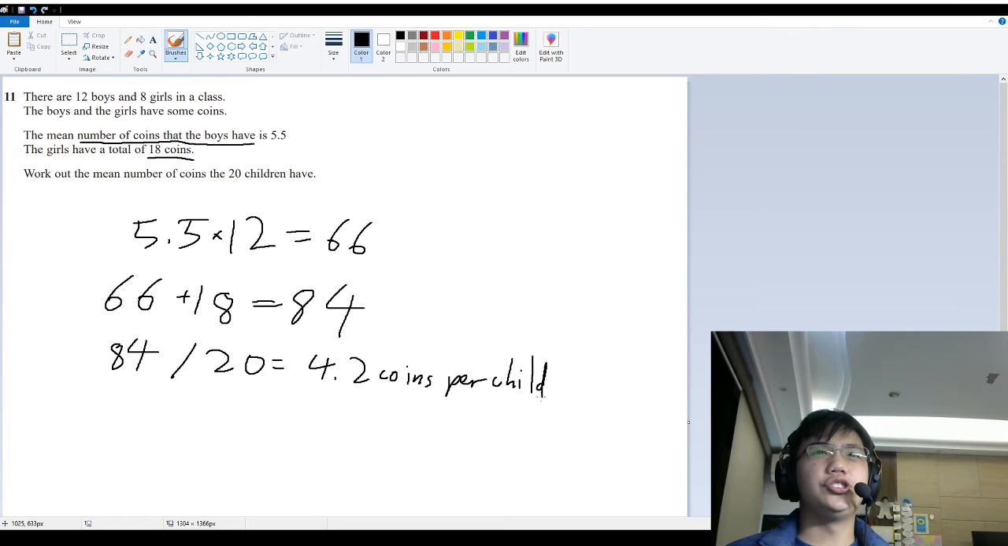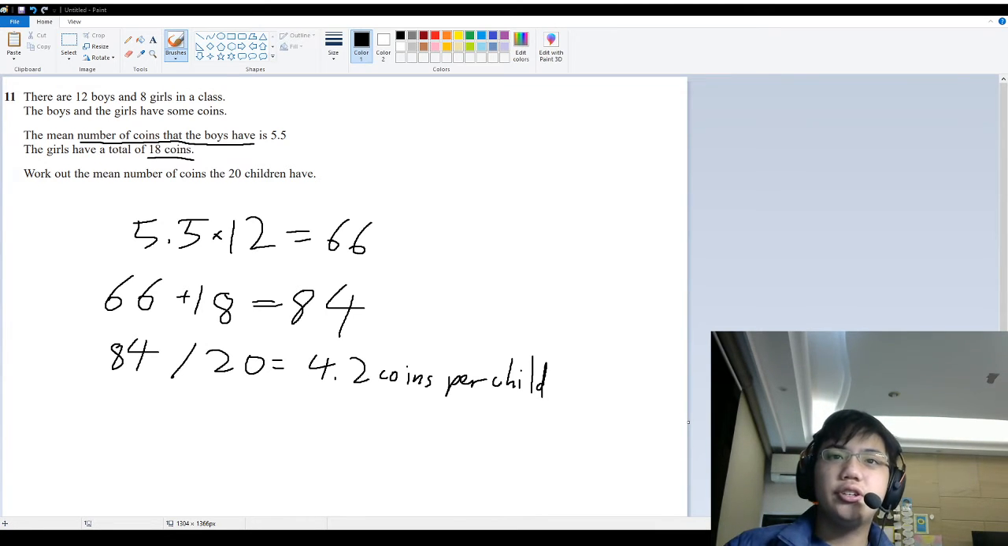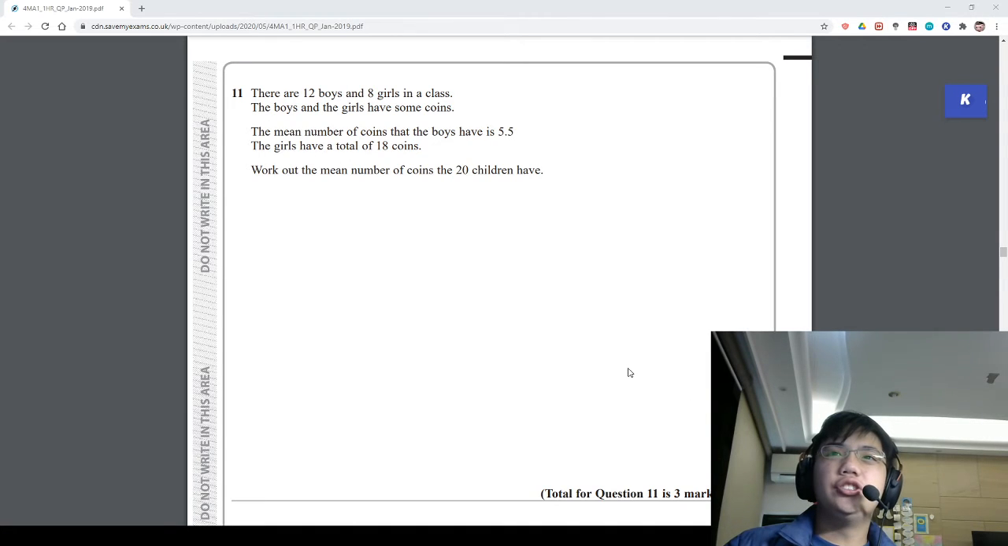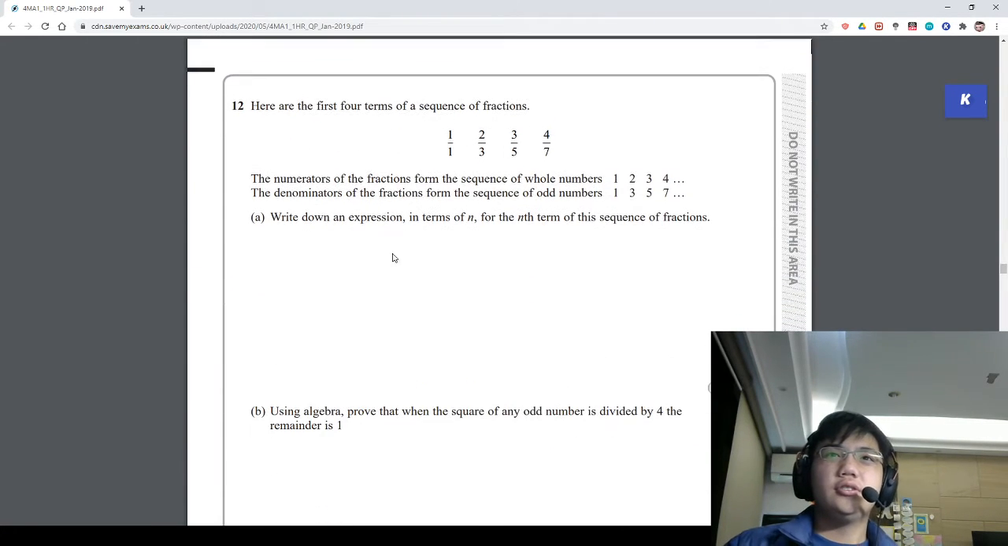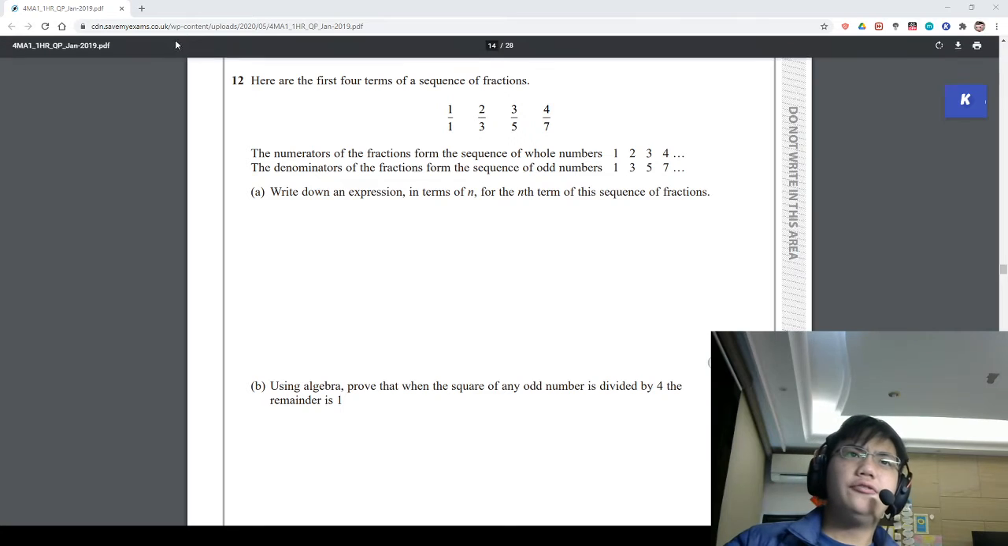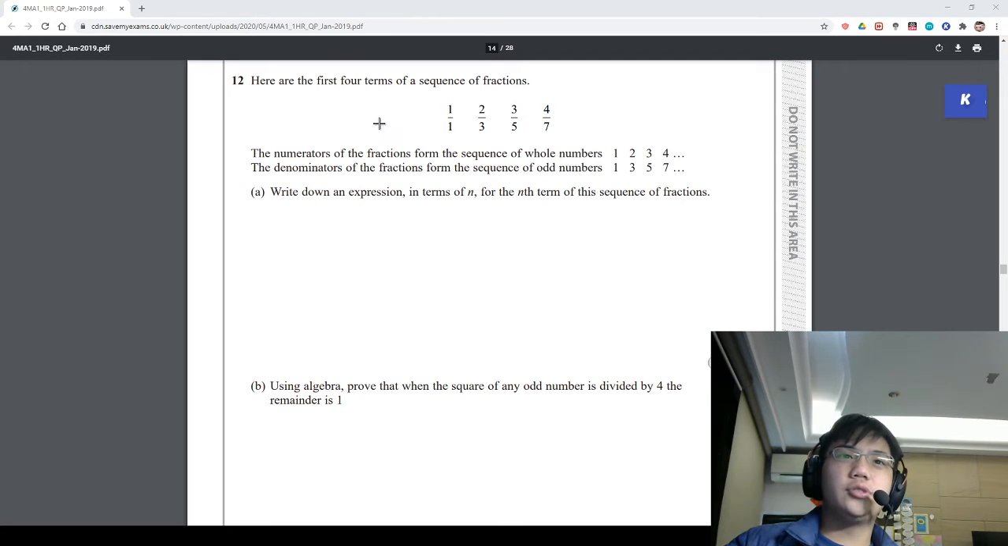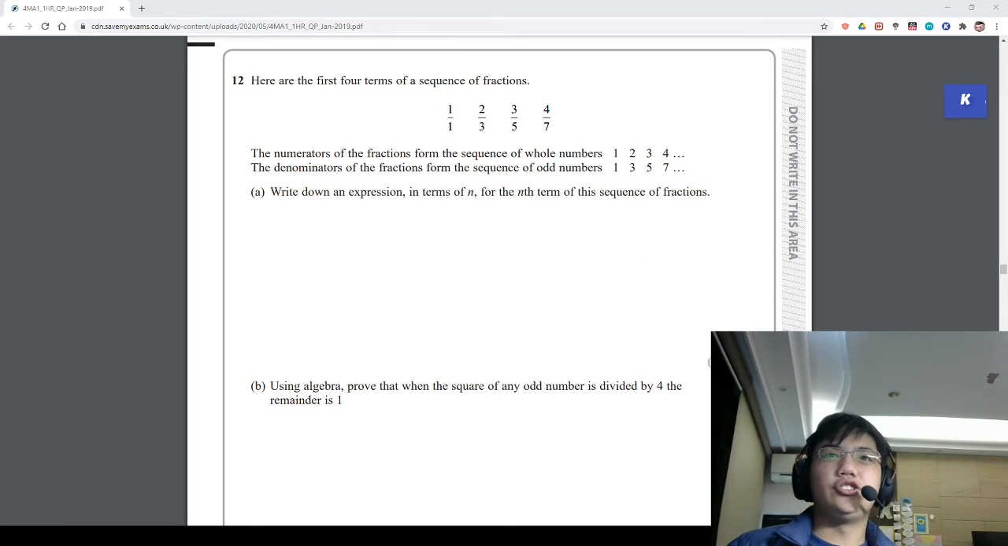And that's the question. Moving on to the next question, we have question 12, where we have the first four terms of a sequence of fractions: 1 over 1, 2 over 3, 3 over 5, 4 over 7.